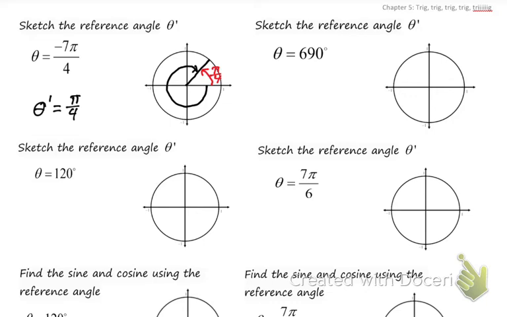Is that because on the unit circle, that's where pi over 4 is? Yeah. Is that why? Well, yeah, and because they gave us negative 7 pi over 4 to start off with.